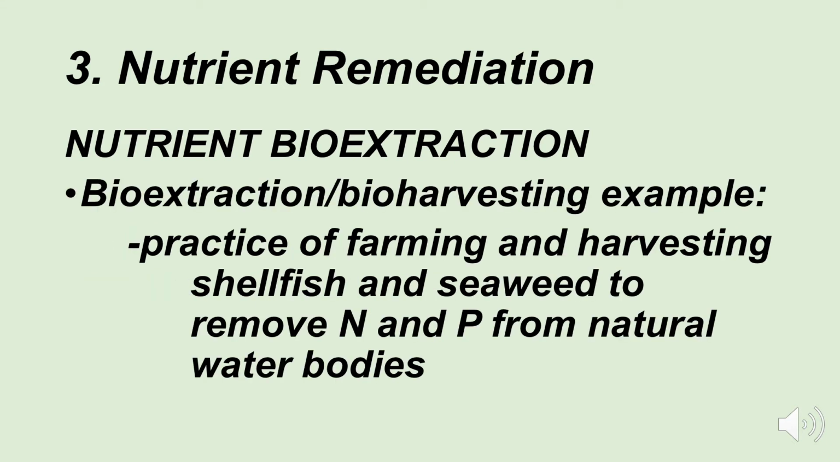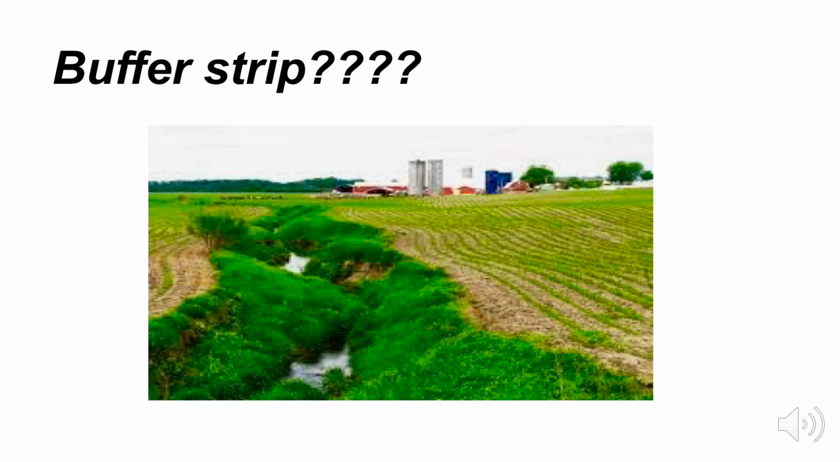Here's an example of bioextraction. On the coast in northwestern Washington, we are now growing shellfish and seaweed in coastal areas along the ocean, and we're using the shellfish and the seaweed to suck up excess nitrogen and phosphorus from our natural water bodies to reduce the threat of eutrophication in water bodies. On land, in the area around water, we don't plant the crops, so any nutrients moving off these fields would be captured by the plants growing in this buffer strip.